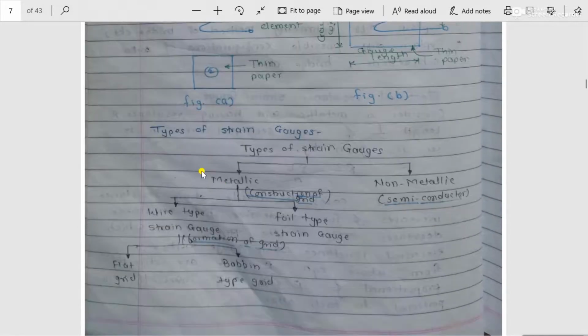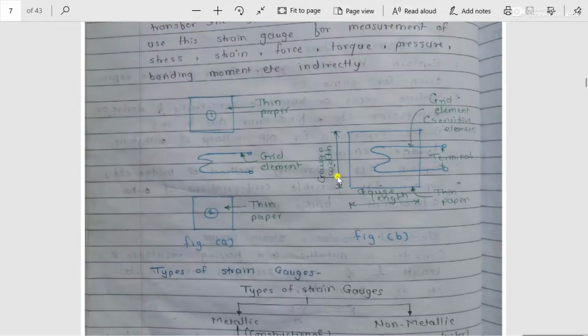Now the next point is the types of strain gauges. Basically, strain gauges are divided into two types, that is metallic and non-metallic strain gauges. Why are strain gauges called metallic? Because whatever the sensitive element or grid element is used in any type of strain gauge, if this grid element is made of metal, then this particular strain gauge is called a metallic type of strain gauge.